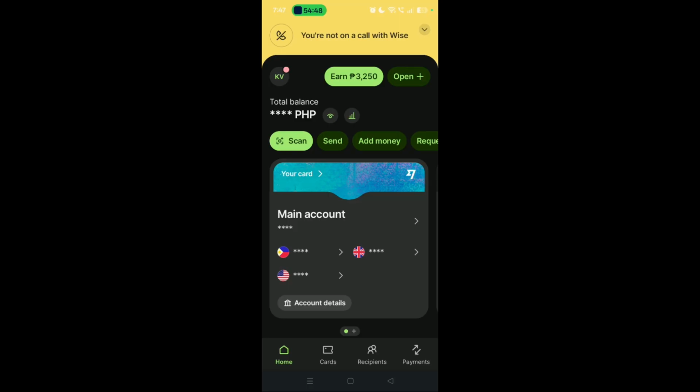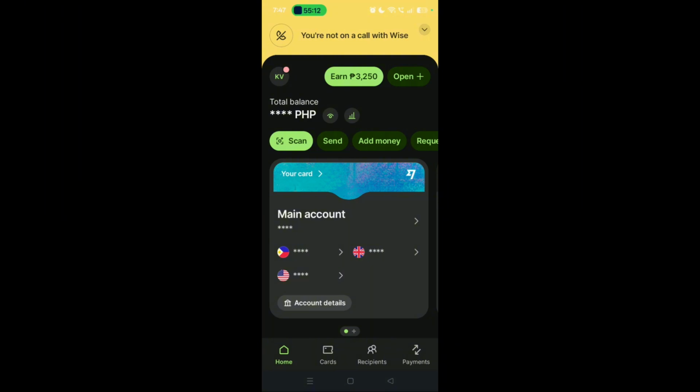So yeah. And the third thing is the security check. Sometimes the fingerprint is the one that causes you to get stuck when you're confirming a bank account. So I suggest just inputting the pin that you've added right here.